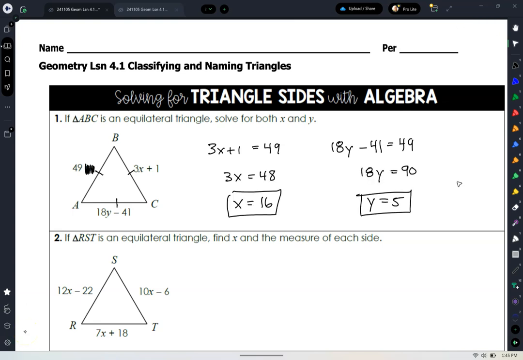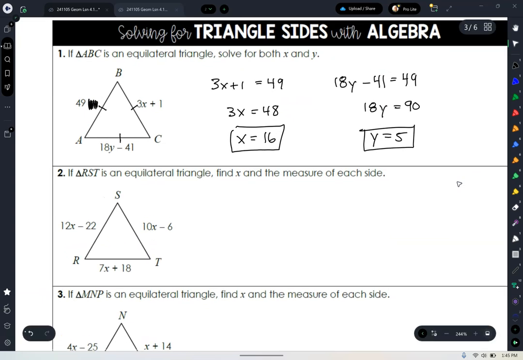All right, so once you've solved that, which should go pretty quick, you should have come up with x equals 16 and y equals 5. All right, good. Yes, sir. No, we're leaving them off for this one.